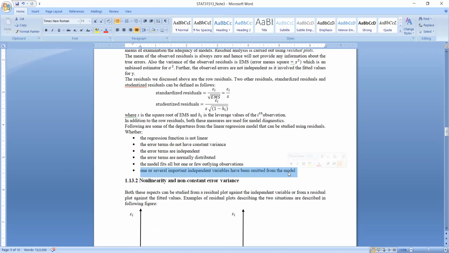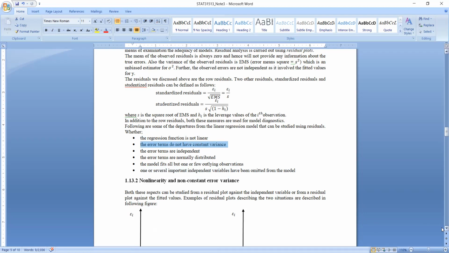Now, this last point is not coming under simple linear regression, but when you have multiple linear regression, we can check what happens when we omit certain variables from the model, right? So first we are going to discuss the first 2 points, that is, how to check whether the regression function is a linear one, and how to check whether the residuals have a constant variance.